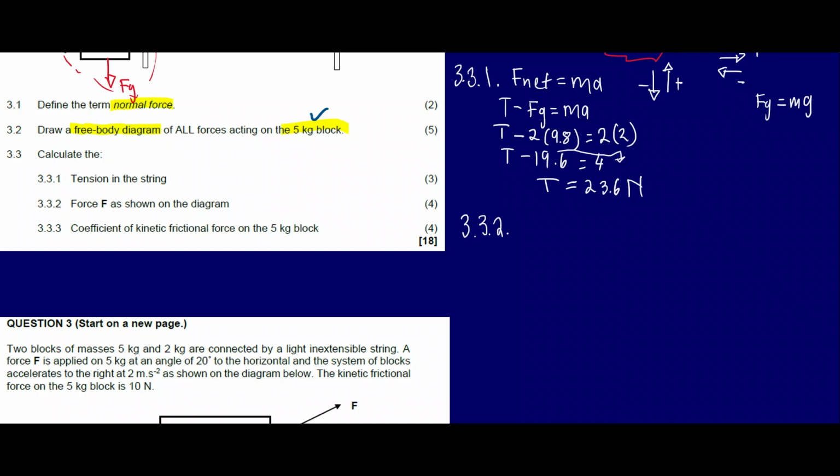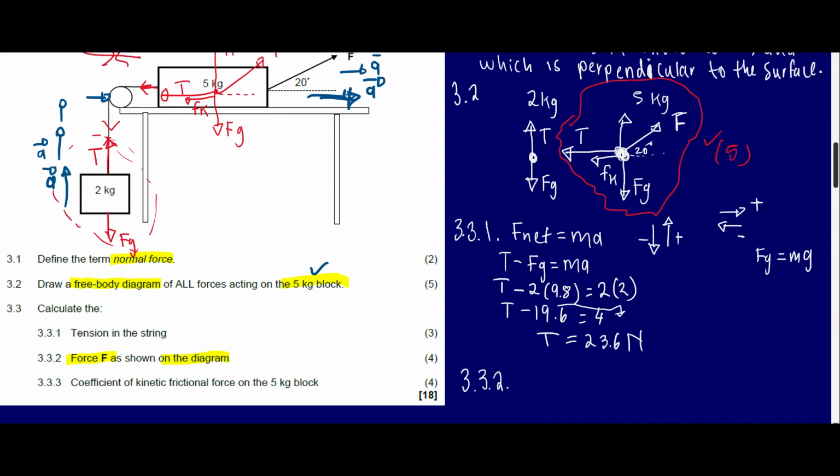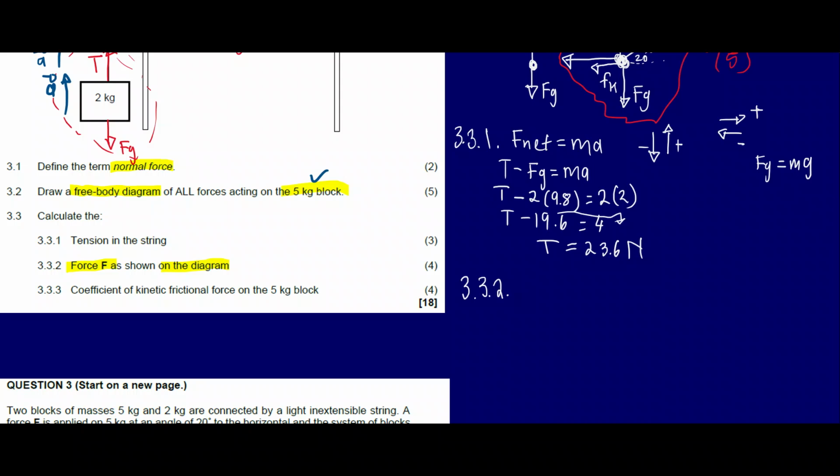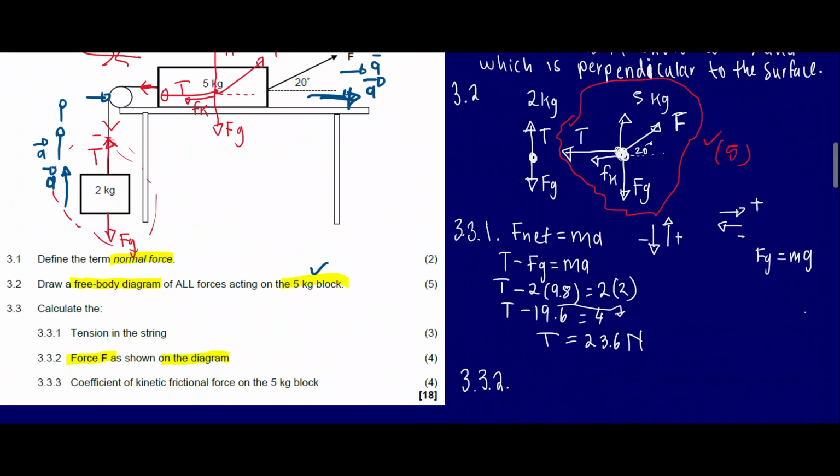So they're saying now that we have to calculate the force F, right, as shown on the diagram? But how can we calculate the magnitude or the size of that force F? I think now we can make use of the 5 kg block, right? What if we do the F net of the 5 kg block? Remember, the 5 kg block, we have it there with its components.